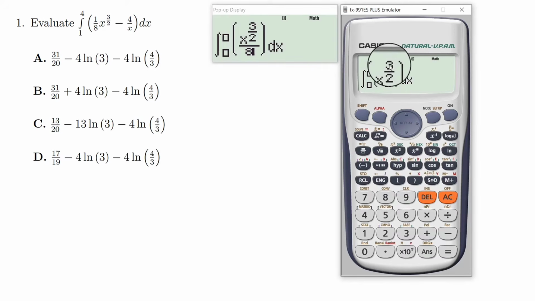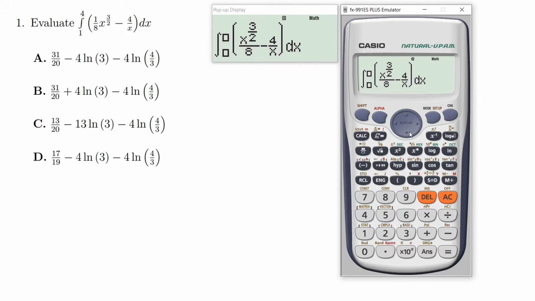So we have x raised to power 3 over 2, then all divided by 8. Then here we have minus 4 over x. Okay, so here I can now navigate towards this place, then press minus. Here I have a fraction again. I press the fraction key and I have 4 over alphabet. I press the alphabet button, then I press X. So I have my 4 over X.